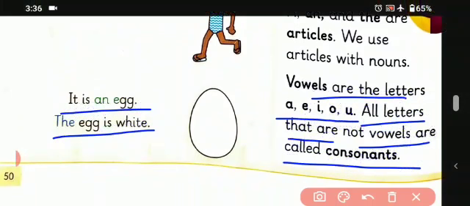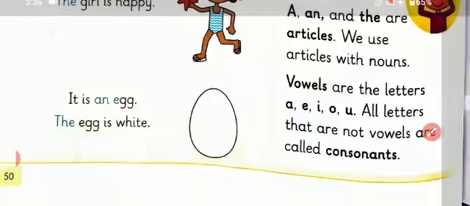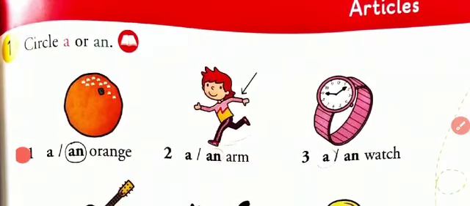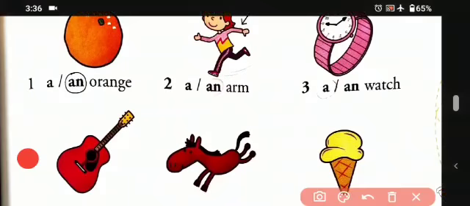Okay? So let's understand this by doing some exercise. So let's begin with it. Circle a or an. Okay students? So we have to circle this. So the first one is orange. So we have to circle the one for the vowel, that is an. There is an arm. So that means an arm. A is a vowel. So here also, watch. This is a watch. So students, a watch. Okay. It's a consonant.